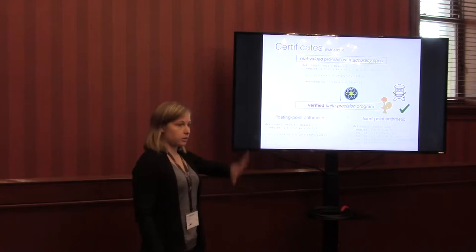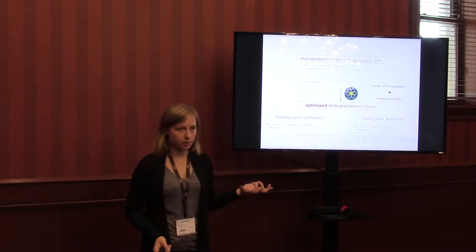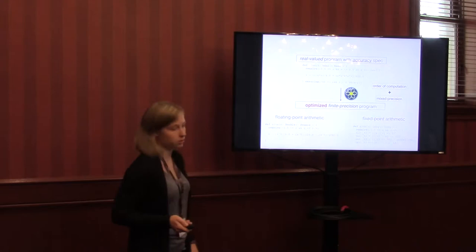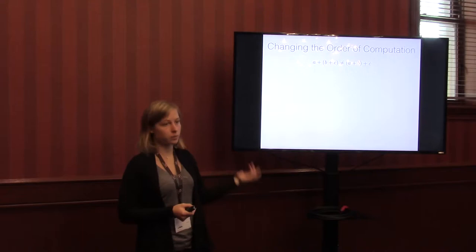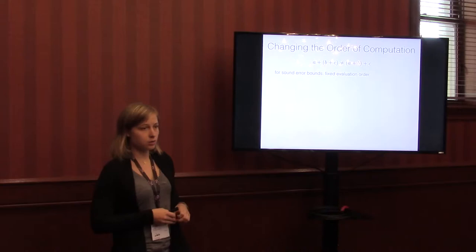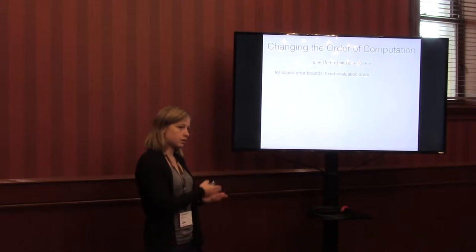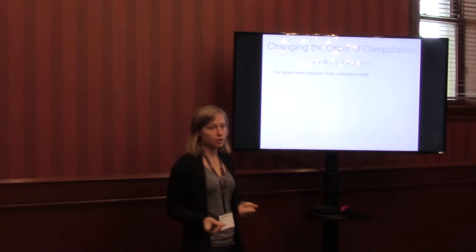Okay, so now that we can verify these expressions, let's try to optimize them, and I'm going to talk about two different optimizations and then how to combine them together. As you probably all know, finite precision arithmetic is not associative. So if we change the order of the computation, we'll get a different result, and we'll get different errors. If we want to compute sound error bounds, then we have to fix the evaluation order. Daisy generates source code that then has to be compiled by a regular compiler. So then we need to specify, for instance, for GCC, that it's not allowed to use some fast math optimizations or something like this.